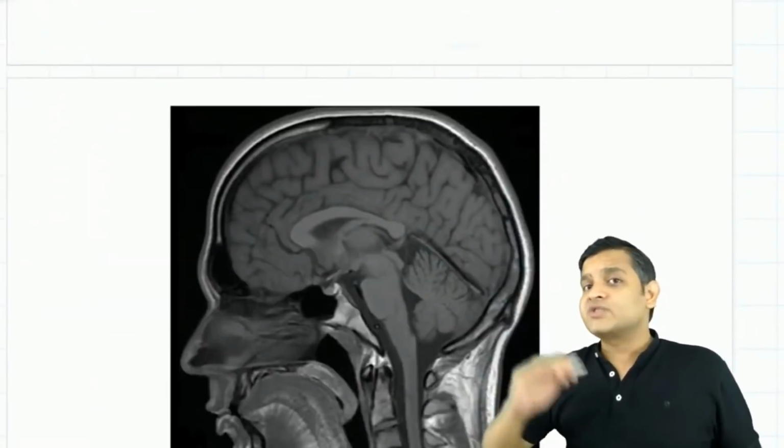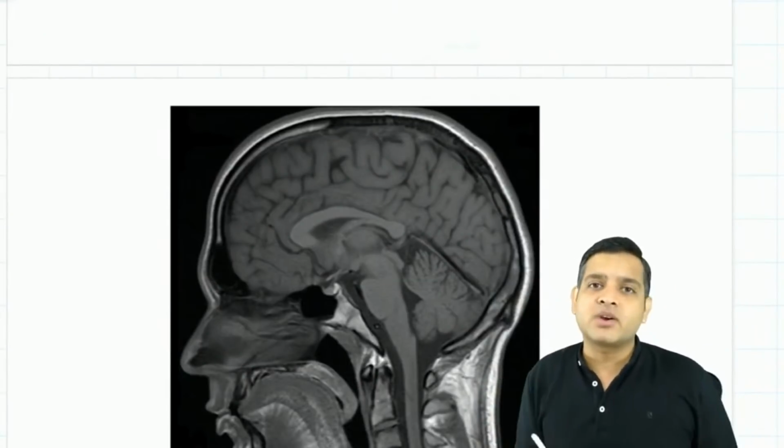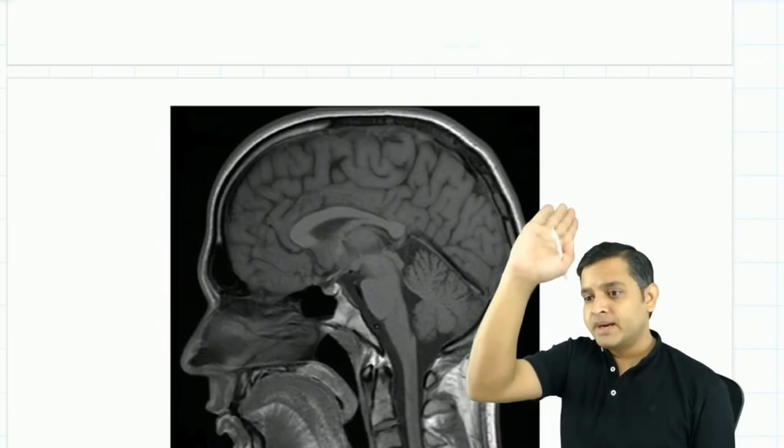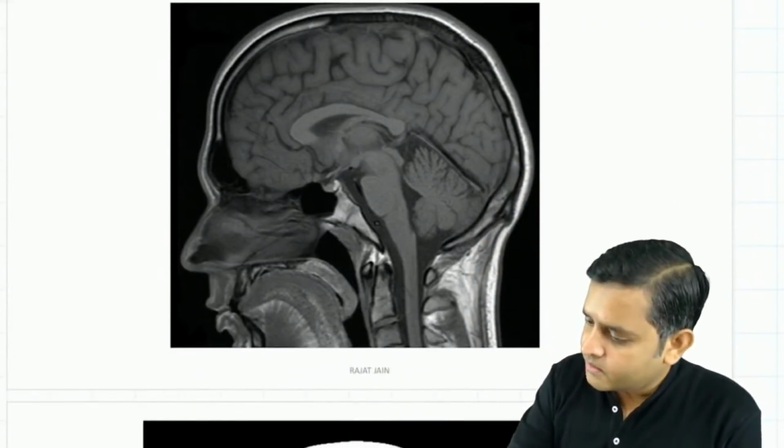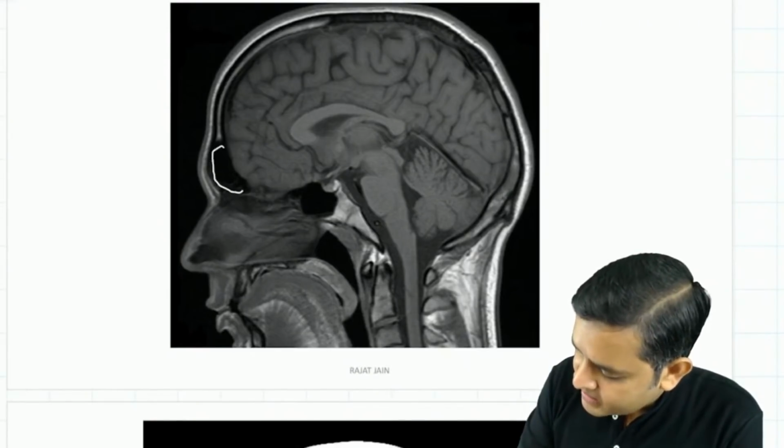So those were the transfer section. This is another very commonly asked section in the exam, which is the mid-sagittal section. Now if you see this mid-sagittal section, what all you could see is this black area.